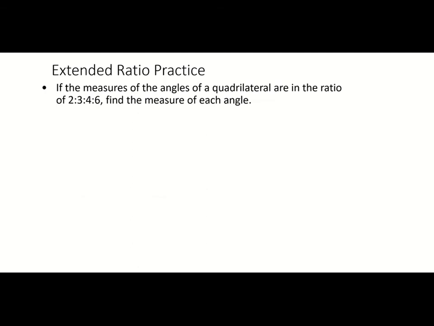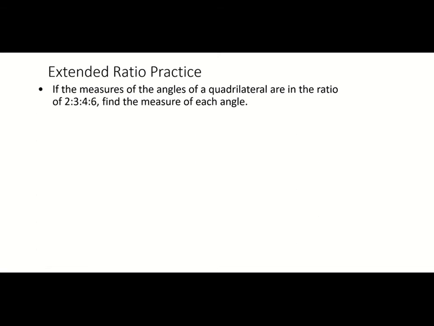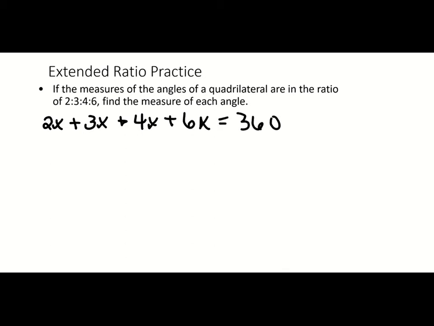So our next extended ratio practice is: the measures of the angles of a quadrilateral are in a ratio of 2 to 3 to 4 to 6, and they want us to find the measure of each angle. Now remember, we're talking about a quadrilateral, so all 4 angles always add to 360. So when I write my equation, I'm going to do 2x plus 3x plus 4x plus 6x equals 360 degrees.